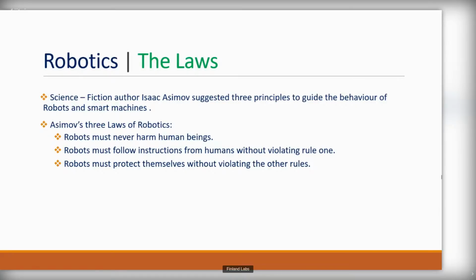And the third one: it should protect itself without violating the other 2 rules. So it has to protect itself also. And it's not that for protecting itself, it is harming others. No. If it is harming others to protect itself, it means that it is breaking the first law. Because the third law says it should protect itself, but the first 2 laws should also be followed. Okay, so this is about the laws of robotics. If any robot follows these laws, then that is a good robot.